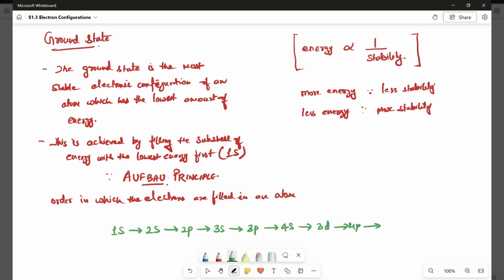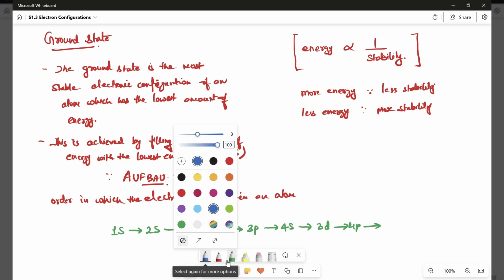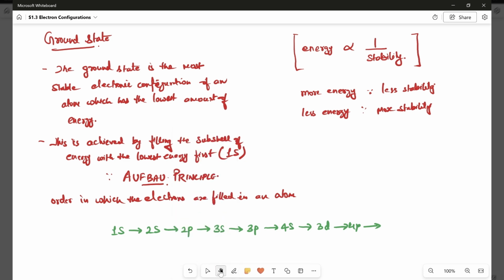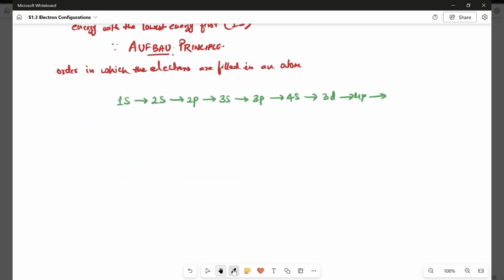So what we have understood here is that the electrons will be filled in this order. Let me give you an example. Suppose you have to fill electrons in carbon. Carbon has 6 electrons, right? So we write 1s2, 2s2, and then 2p2. Why 2? Because there are a total of 6 electrons.